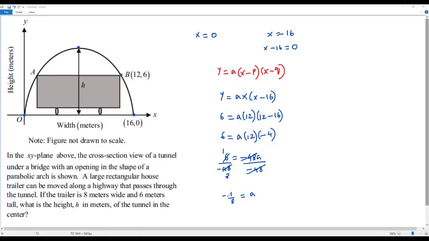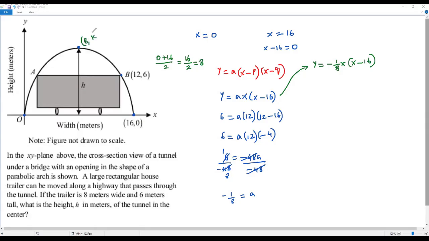Now we can plug in this negative 1 over 8 for a in the equation of the parabola. Then the equation becomes y equals negative 1 over 8 times x times (x minus 16). Okay, now the equation of the parabola is complete. And also from the two x-intercepts x equals 0 and x equals 16, we can get the x-coordinate of the vertex. For that, we have to find the average of the two x-intercepts 0 and 16. We add 0 and 16 and divide by 2. 0 plus 16 is 16. When I divide 16 by 2, I'm getting 8. So 8 is the x-coordinate of the vertex.